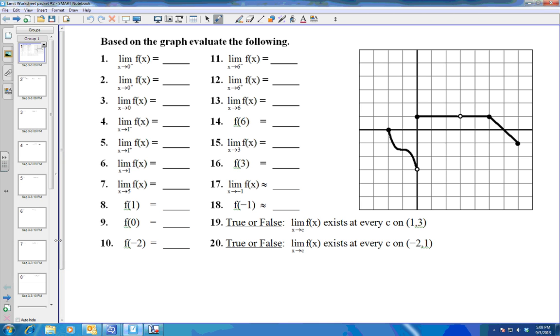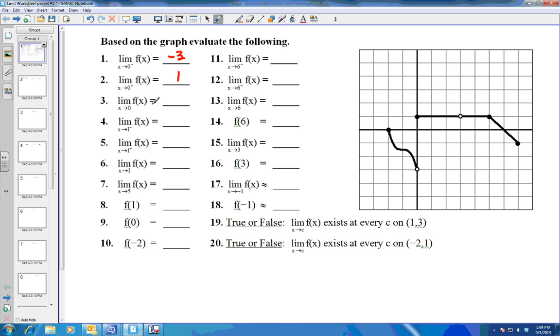Okay, this is worksheet number 2. Find the limit as x approaches 0 from the left. Okay, so from the left, as I get closer to when x is 0, my graph is approaching -3. Number 2, find the limit as x approaches 0 from the right. So from the right-hand side, my graph, the y value is approaching 1.